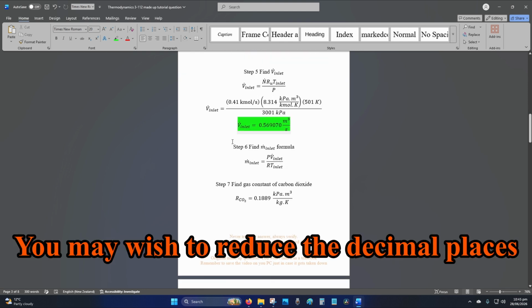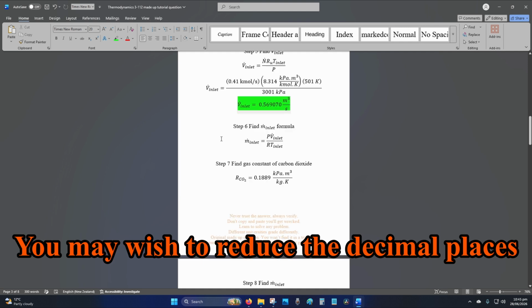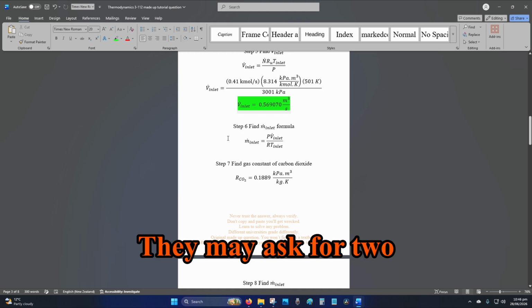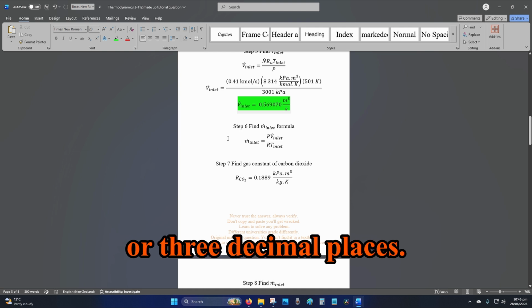You may wish to reduce the decimal places depending on your assignment or exam. They may ask for 2 or 3 decimal places.